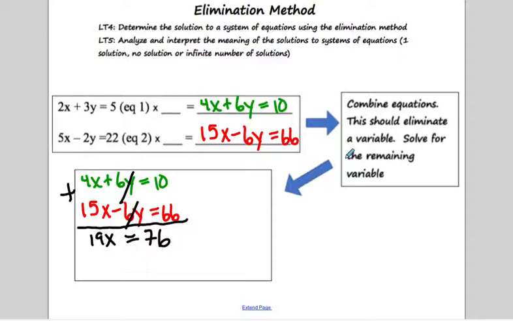And so now we're going to solve for the remaining variable. To solve this, we divide both sides by 19, and so x equals 4. Okay? And so we now know what our x value is. All right? Remember, when we solve a system, we're looking for an x and a y. So we're going to remember that x equals 4.